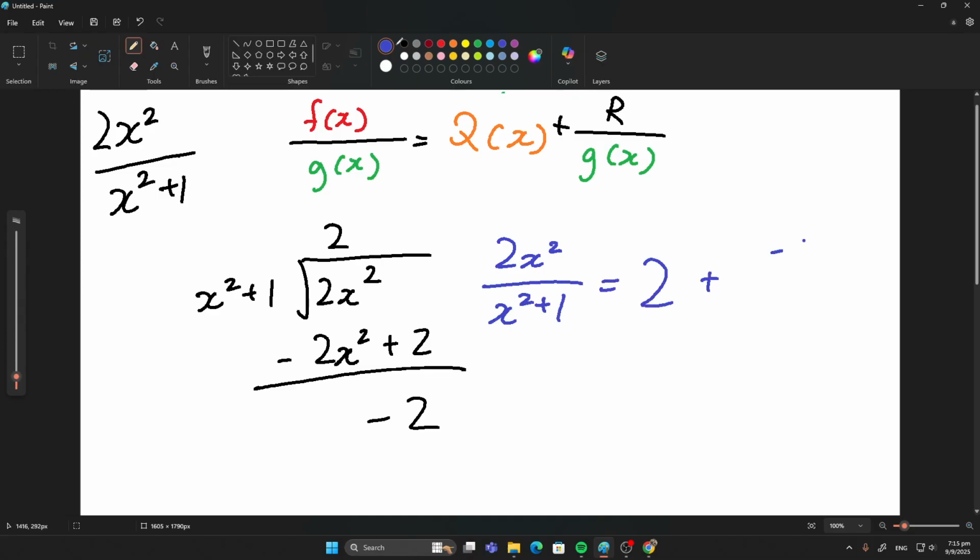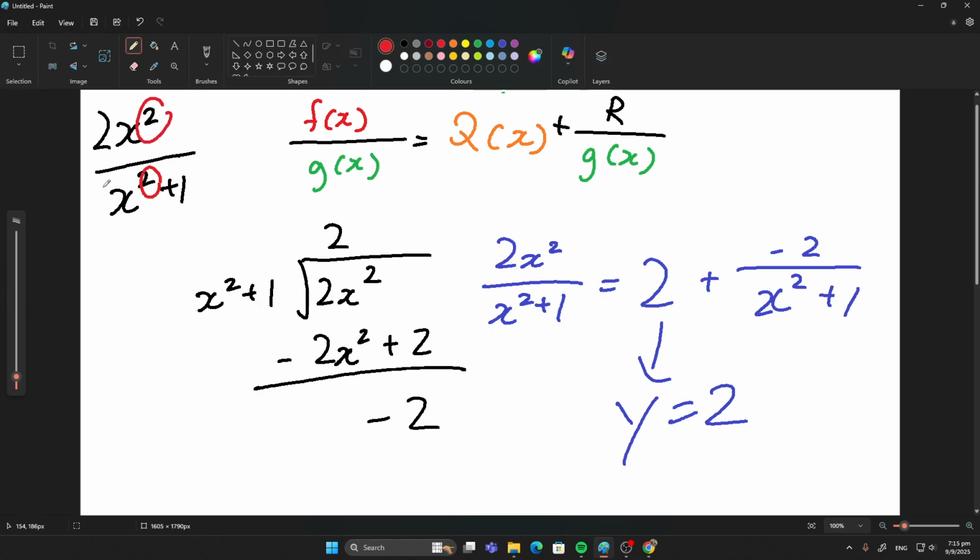2 plus minus 2 over x squared plus 1. And then you notice that my y equals 2. So what does this mean? This is for the second case, where when the coefficients are the same, you basically just take the coefficient of these two. So it's 2 divided by 1 equals 2.